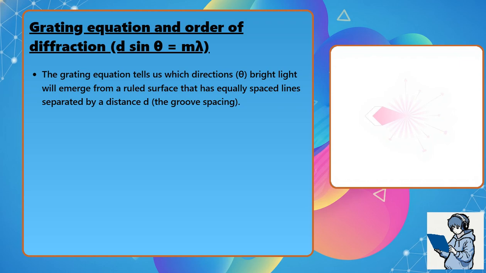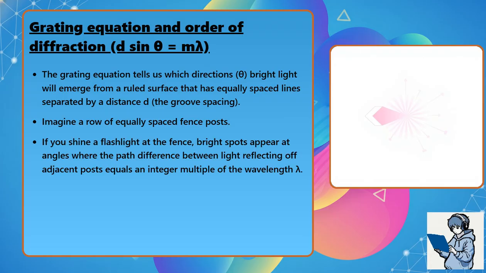The grating equation tells us in which directions theta bright light will emerge from a ruled surface that has equally spaced lines separated by a distance d, the groove spacing. Imagine a row of equally spaced fence posts. If you shine a flashlight at the fence, bright spots appear at angles where the path difference between light reflecting off adjacent posts equals an integer multiple of the wavelength lambda.